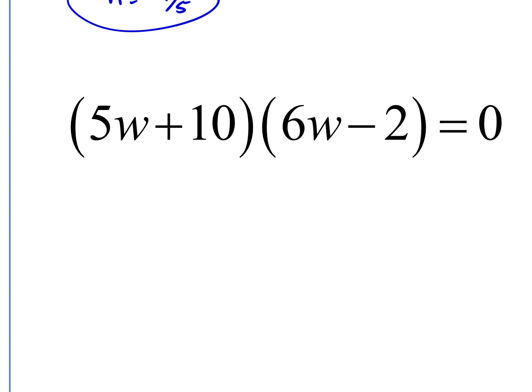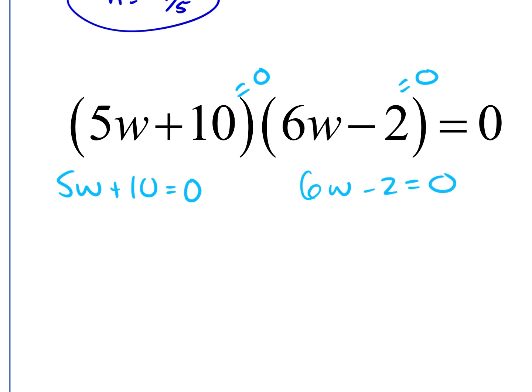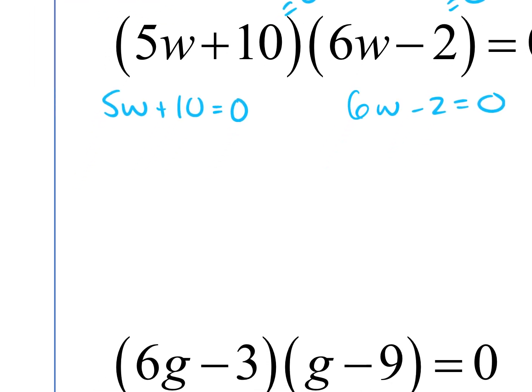In the next one, Mia, what would we do first to solve? What do we do with zeros? So we set them equal to 0. So we have 5w plus 10 is equal to 0, and 6w minus 2 is equal to 0. Sophia, what would we do next to solve the first equation? Minus 10. So 5w is equal to negative 10. And then what? Divide by 5. So what does w equal?